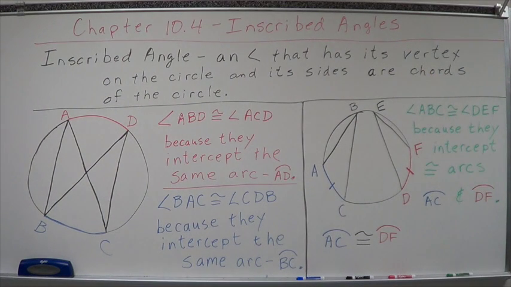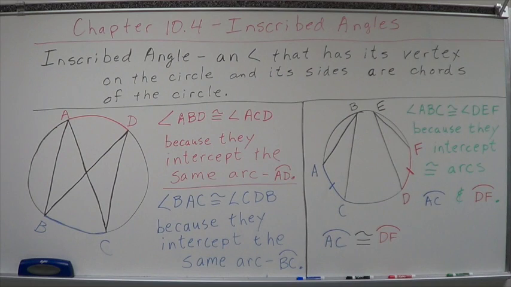Now let's go to where we have two different angles that create two different arcs. And we're told that the arcs are congruent. Arc AC is congruent to arc DF. If they are congruent, then the angles that create them are also congruent. The angles that intercept them are congruent. Therefore, angle ABC is congruent to angle DEF because they intercept congruent arcs AC and arc DF.